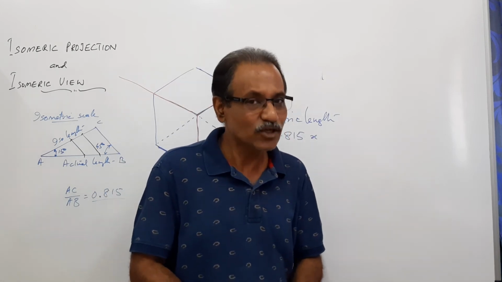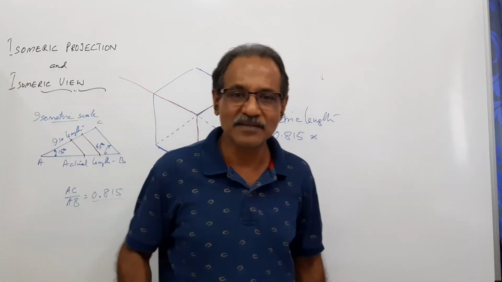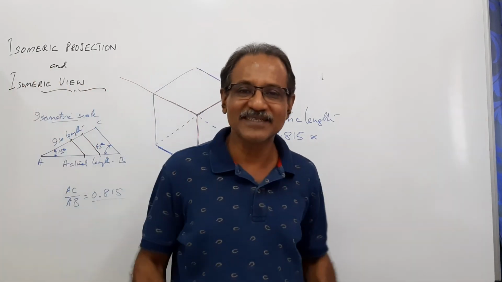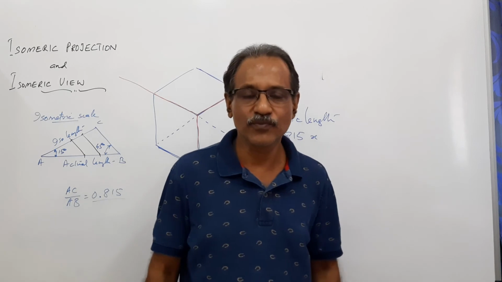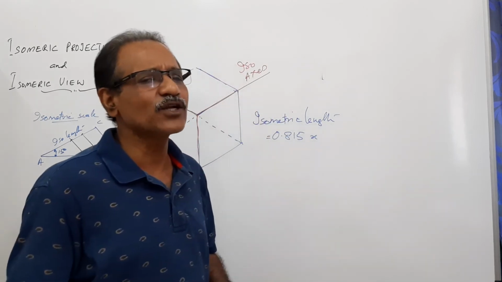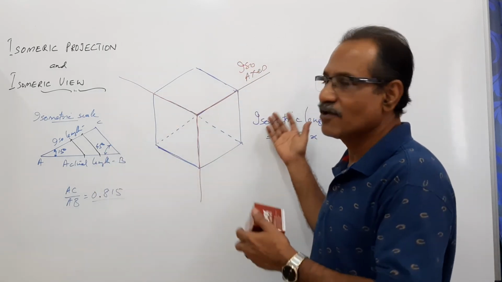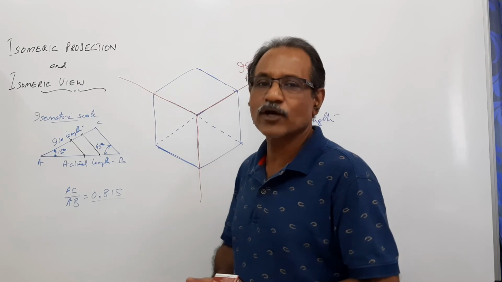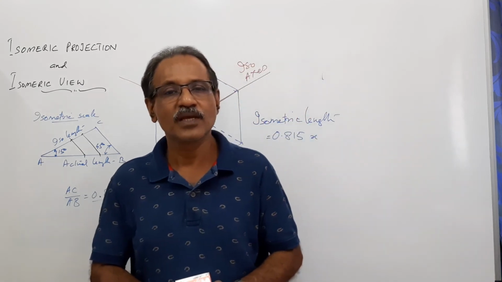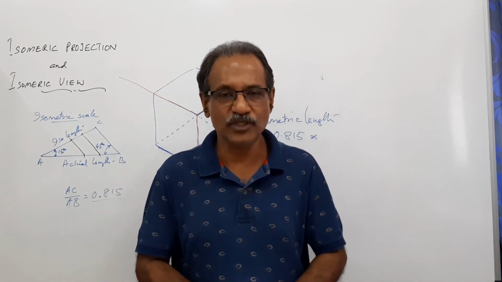Agreed? Iso-projection. How do you draw iso-view? Same thing, but we draw to actual dimension. Take actual dimension, you get iso-view. Agreed? Now, whenever we draw iso-projection of an object, we draw an iso-scale, and from the iso-scale, we come to the object. I hope you understand the difference between iso-view and iso-projection.